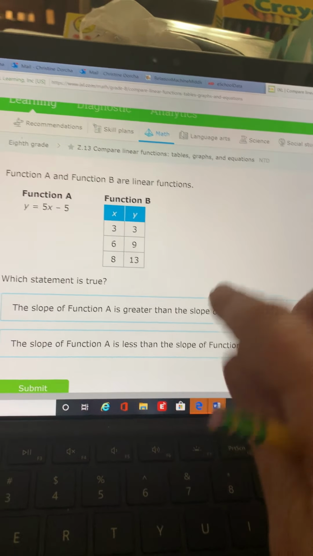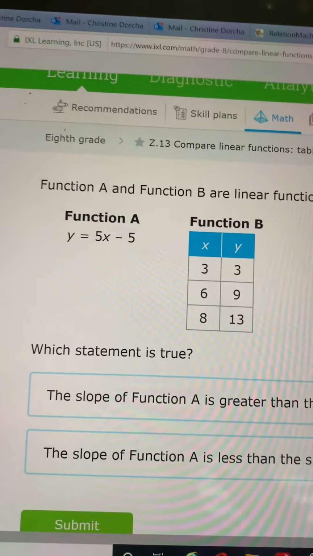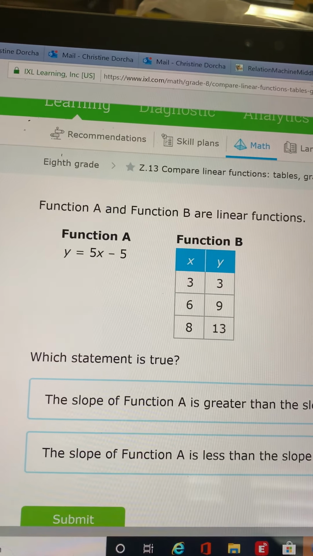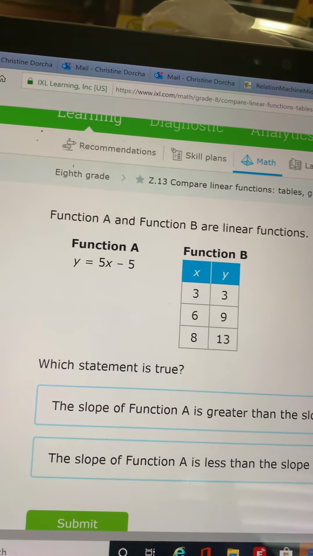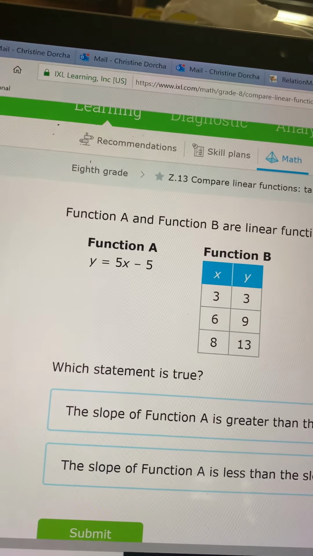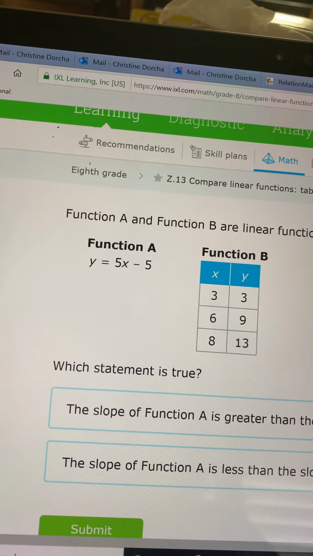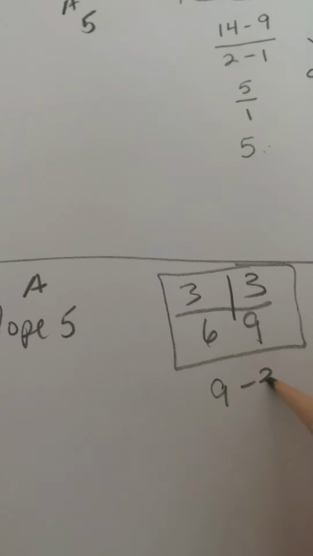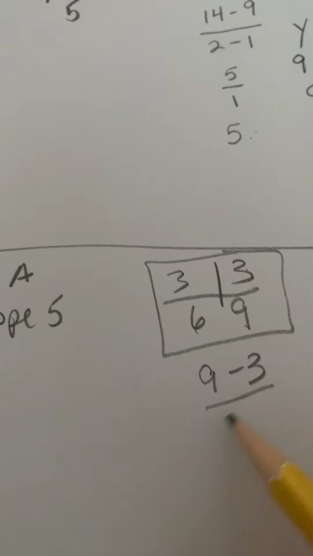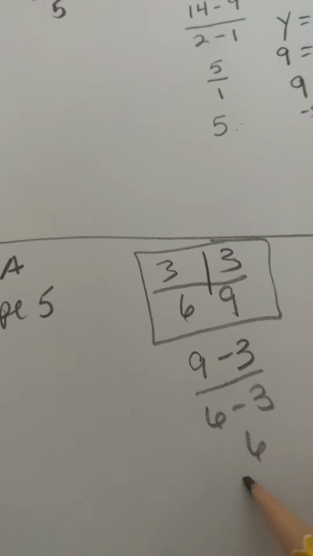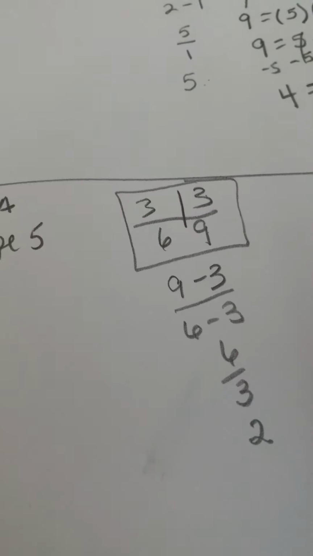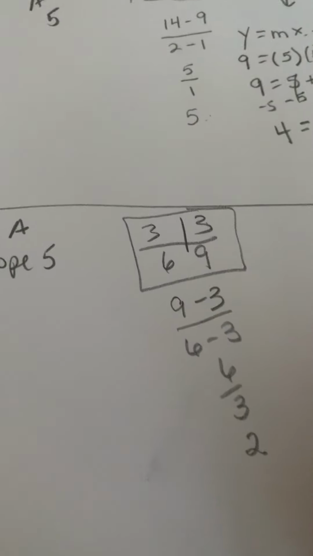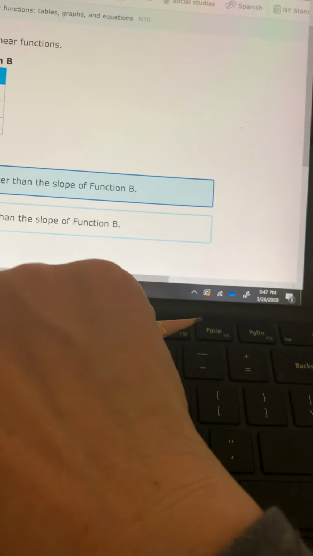Okay, back to slope again here. So for function A, you have a slope of 5. And then I'm going to use these 2 points right here. So I'm going to use 3, 3, and 6, 9. So if you come right over here to where my work is, I'm going to do 9 minus 3 over 6 minus 3, y minus y, x minus x. I'm going to have 6 over 3, which is 2. So the slope of function B is 2, and the slope of function A is 5, so A is greater than B.